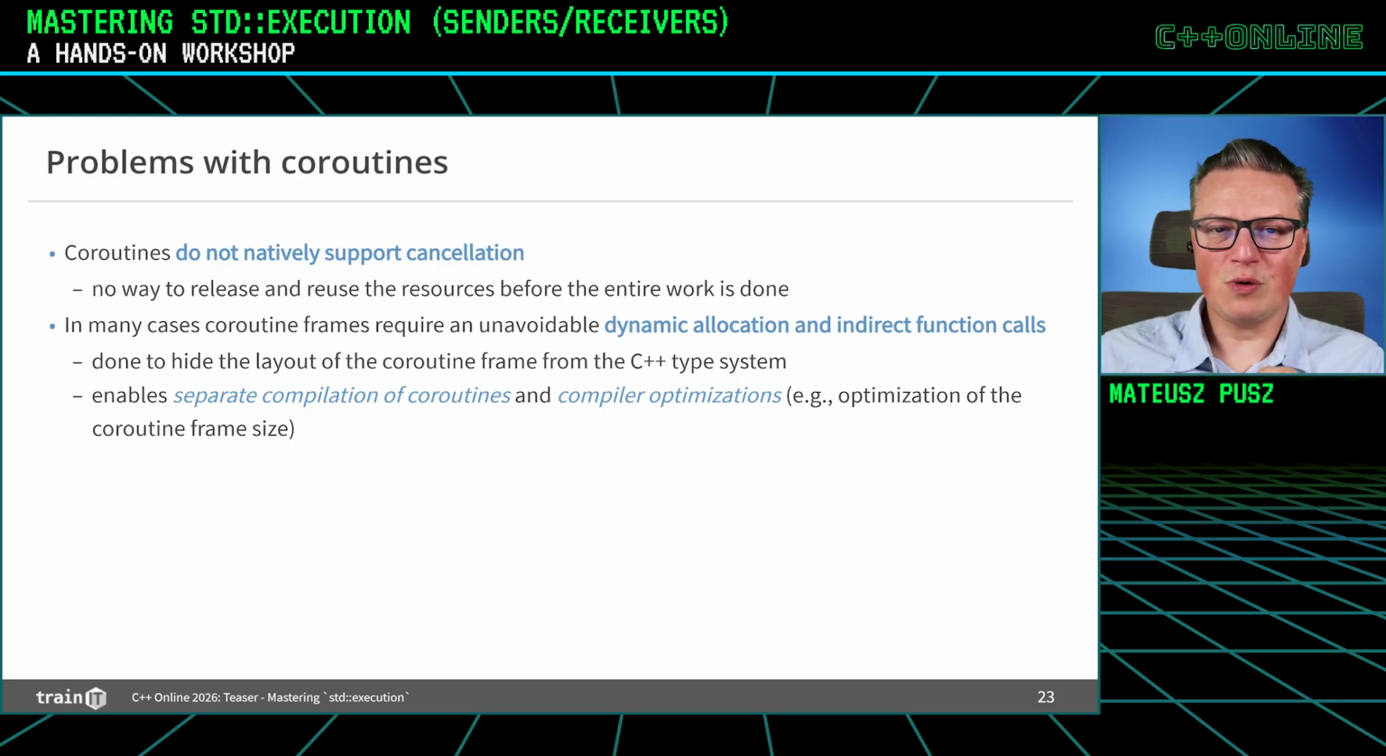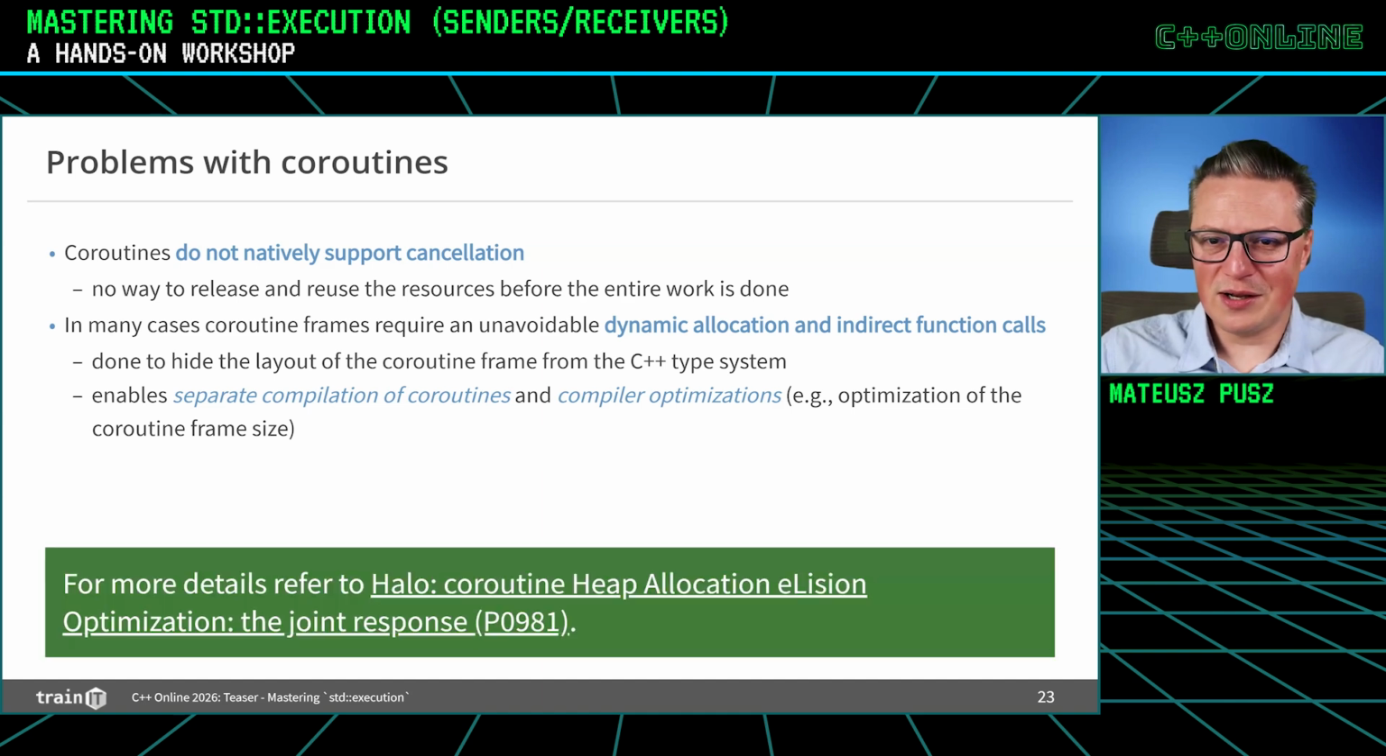And coroutines are really easy to work with. So I don't want to say that coroutines are bad. They are awesome, and you should learn them for sure. They are much better than anything else that we had before. If you want to learn more about the allocation elision, you can find a paper called HALO, and you will find out more about when the allocation may be elided for coroutines.